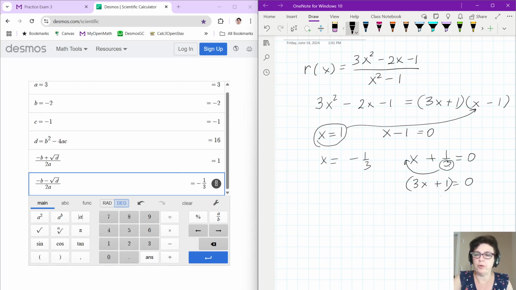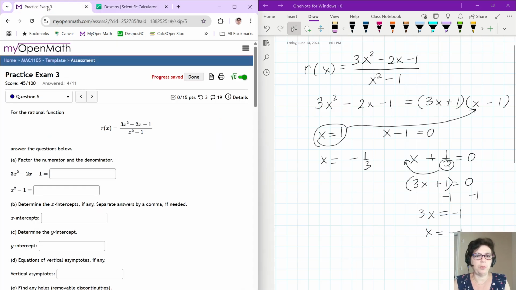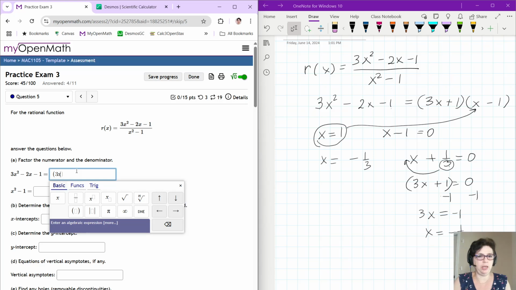And you can see that if you were to solve 3x plus 1 equals 0, you would subtract 1 from both sides, right? And then you would get 3x equals negative 1, and then you divide by 3, and that's how you get the negative 1/3. So negative 1/3 will correspond to 3x plus 1. So that actually can also help you factor if you're having a problem with it. Okay, so this is going to be 3x plus 1, x minus 1.